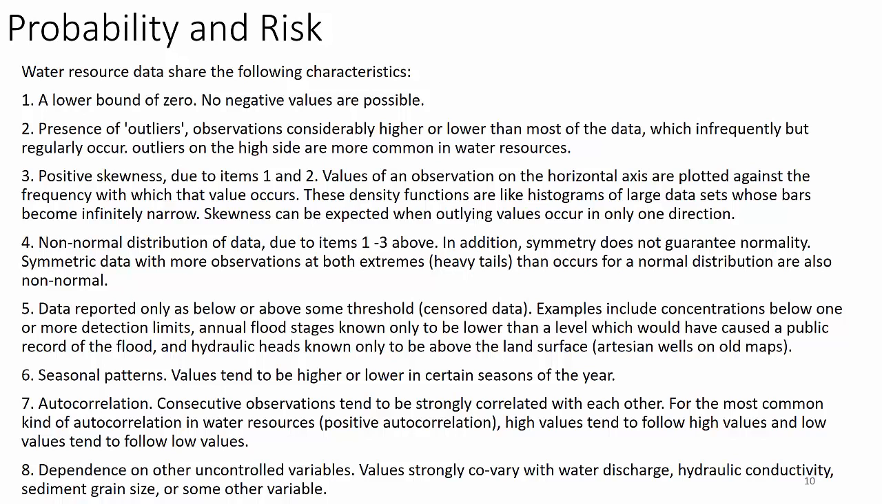Dependence on other uncontrolled variables. Values strongly covary with water discharge, hydraulic conductivity, sediment grain size. Land use is a big one. So we have a period of record of flow in a watershed, runoff, and therefore flow in a stream. And we rely on that period of record, and that period of record may be 100 years long. And for 80 of that 100 years, it was a forested watershed. But in the last 20 years, it started developing. In the last 5 years, the watershed has become intensely urbanized. That period of record is of little use then in predicting what will come next because the runoff has changed dramatically because of land use change. These are things we have to be aware of.